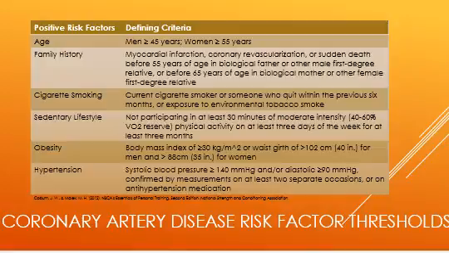Obesity is a BMI of 30 or more and/or a waist girth greater than 40 inches for men or 35 inches for women. Hypertension is the systolic blood pressure of 140 or higher and/or a diastolic blood pressure of 90 or more on 2 separate occasions.